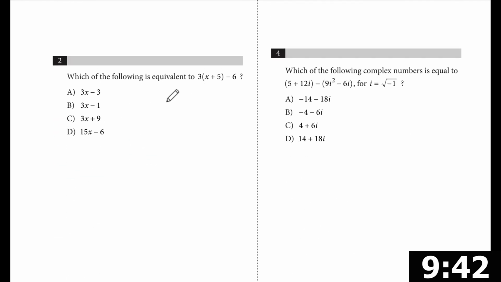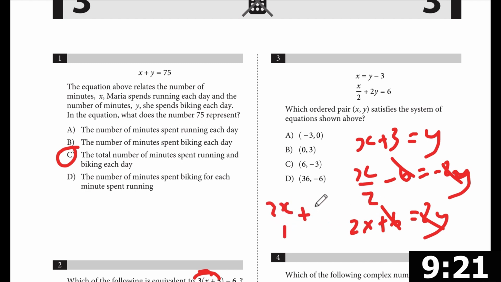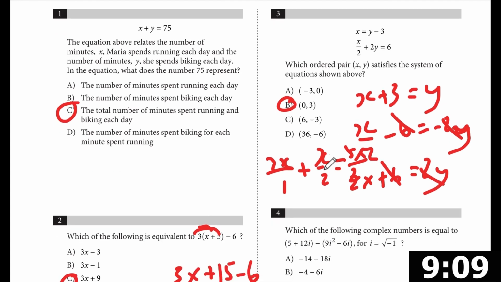Now 2, which of the following is equivalent? Let's distribute, so this would be 3x plus 15 minus 6. 15 minus 6 is 9, so this would be 3x plus 9. 2x plus 6 is equal to 2y. Then these two cancel out, and these two cancel out. So if I added 2x and x over 2, 5x over 2 is equal to 0, meaning x is also equal to 0, so B would be the only answer.